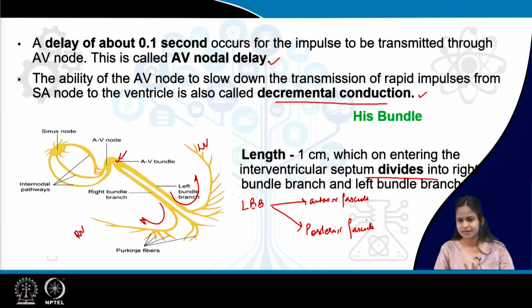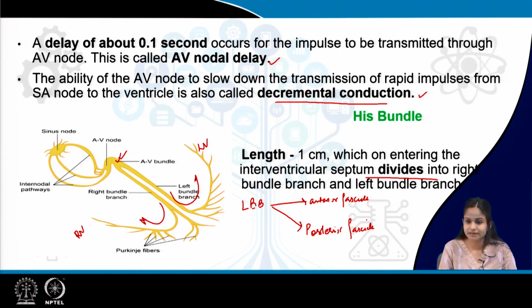It gives an anterior branch and a posterior branch. Now, the right bundle branch, as I told you, usually supplies the right ventricle, whereas the left bundle branch usually supplies the anterior fascicle, which supplies the anterior part of the left ventricle, and the posterolateral portion of the left ventricle is supplied by the posterior branch of the left bundle branch.